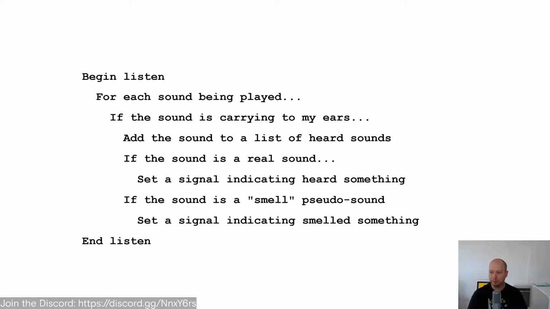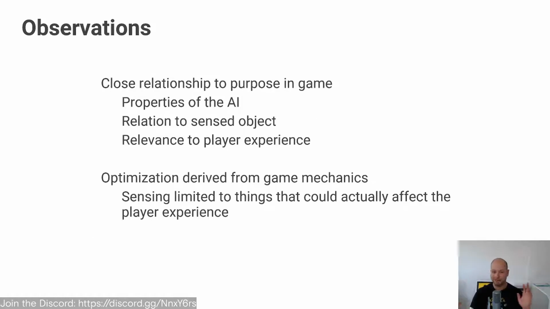You can see how you could build this. It's essentially collecting a bunch of observations and collating them in some interesting way. The type of observations have to have some kind of relation and some kind of purpose in your game. It's related to some property of the AI, it's a relation of a sensed object to the object of the AI, or it's relevant to the player experience, such as, the player is bored.